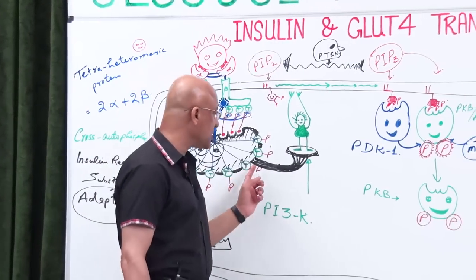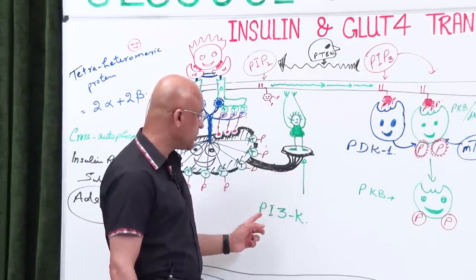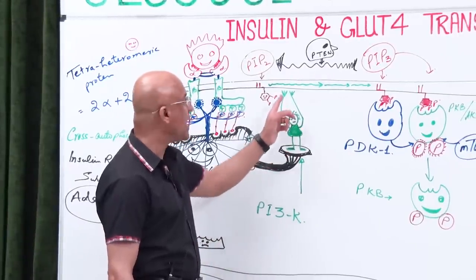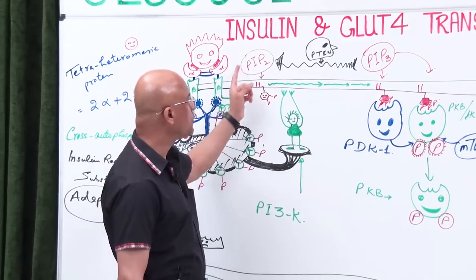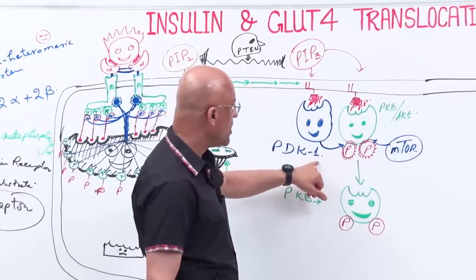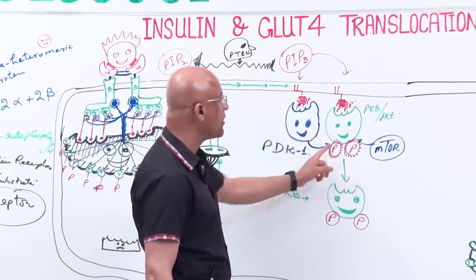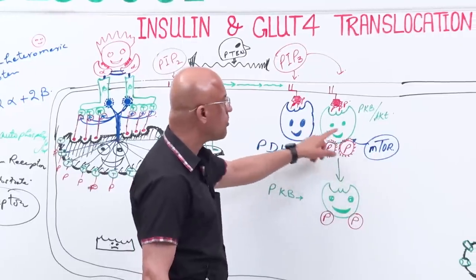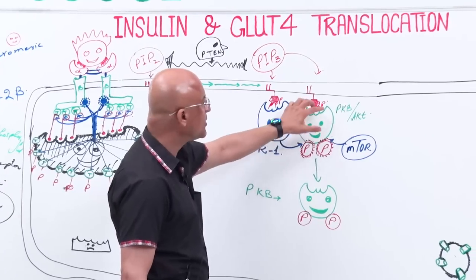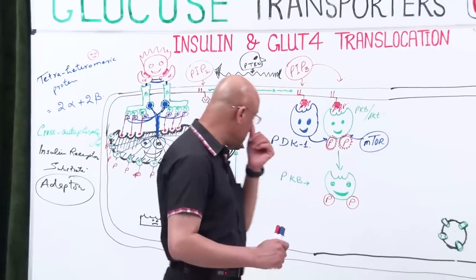Then IRS proteins, once they are phosphorylated, express a special domain to which phosphatidylinositol 3 kinases will bind, and they will act on the membrane and convert PIP2 into PIP3. And then PDK1 and PKB will bind with the PIP3. PDK1 will act on the PKB and phosphorylate it. mTOR will also help to phosphorylate PKB. Once the PKB is appropriately phosphorylated, it detaches from the membrane and moves into the cytosol on a special mission. Now, what is the mission of PKB?